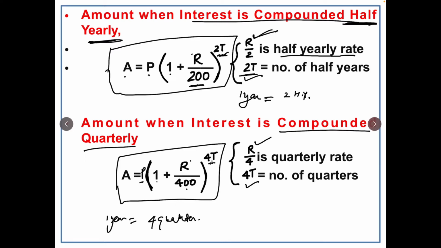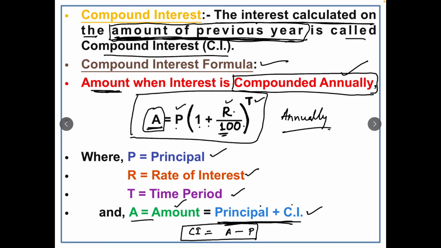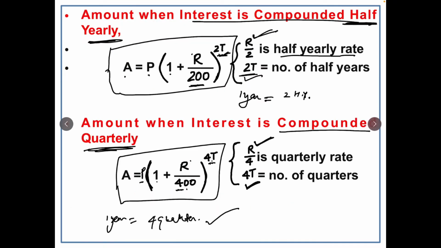That's why we are multiplying time by 2 and dividing rate by 2. And when the interest is compounded quarterly, we know 1 year equals 4 quarters. So the rate will be divided by 4 and time will be multiplied by 4. So this formula will become, instead of 100 here, 400, and time will be changed to 4T. Okay, so these are the formulas to calculate the compound interest when interest is compounded annually, half yearly or quarterly.